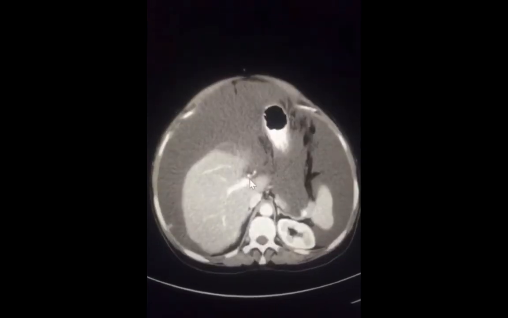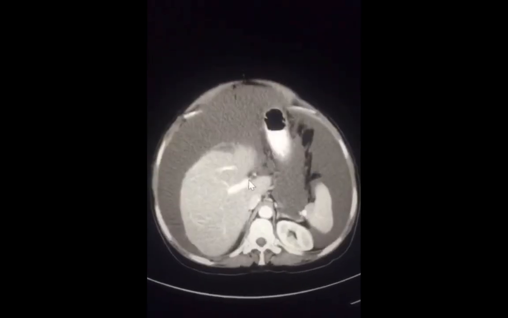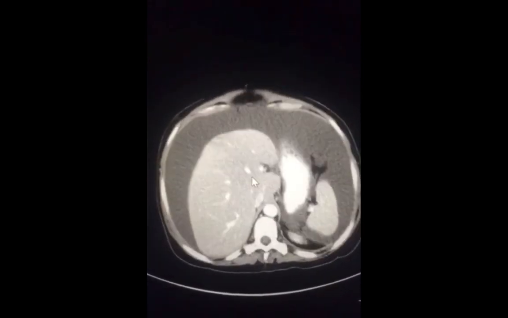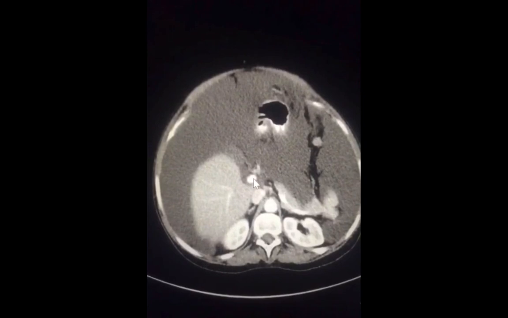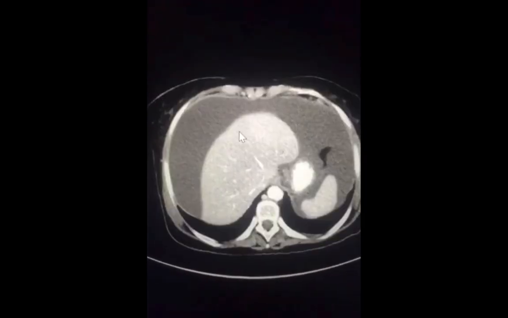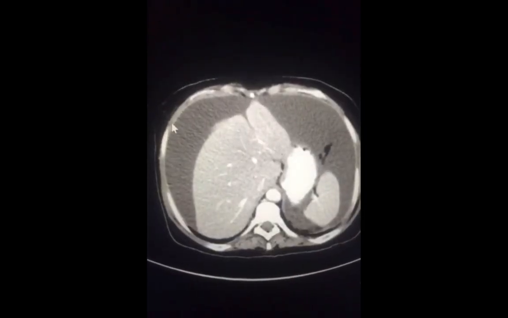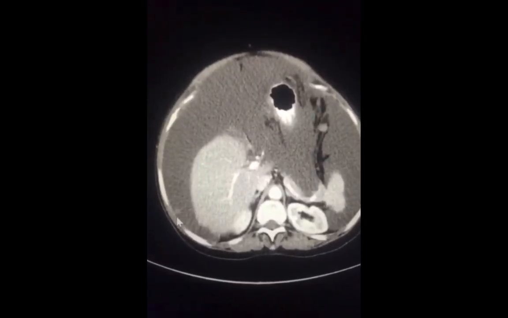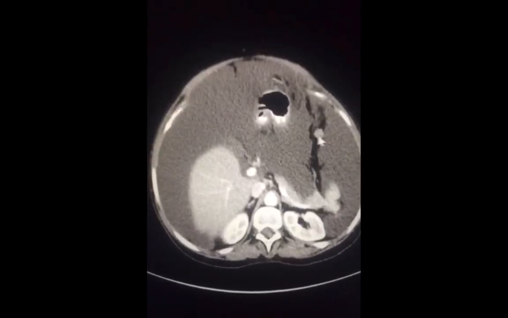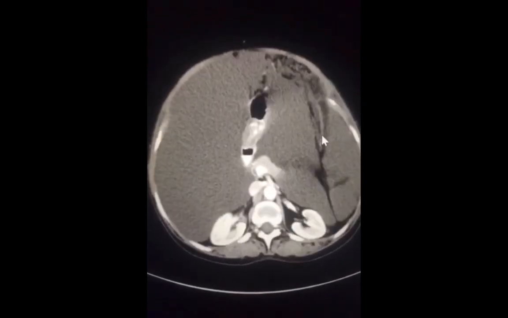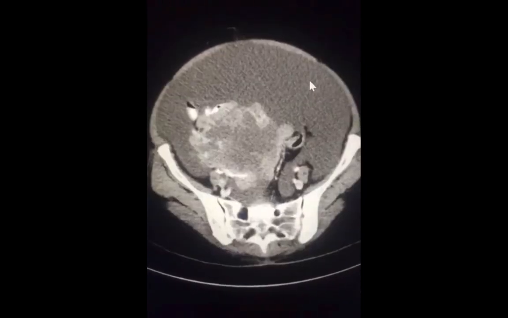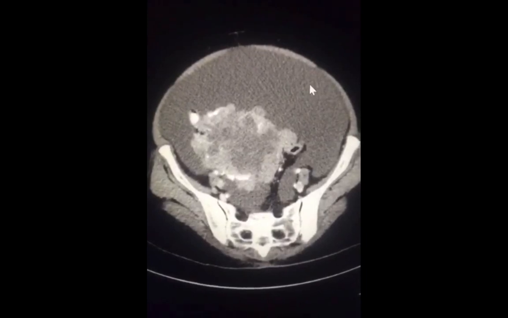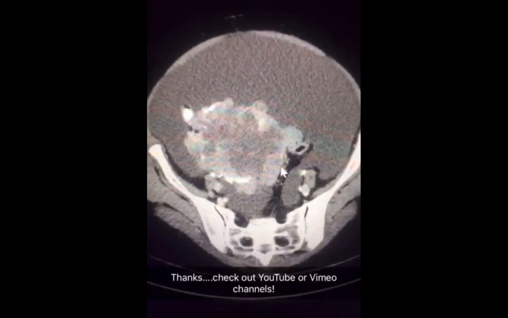The teaching points in this case is to remember that ascites is a very common finding on abdominal pelvic CT. Remember that ascites could be benign or malignant in nature, so always make sure to look for peritoneal thickening, which is not present in this case, peritoneal nodularity, which we saw. Look for omental deposits and omental caking. And finally, look for a primary malignancy, which is commonly gastrointestinal or genitourinary in nature.